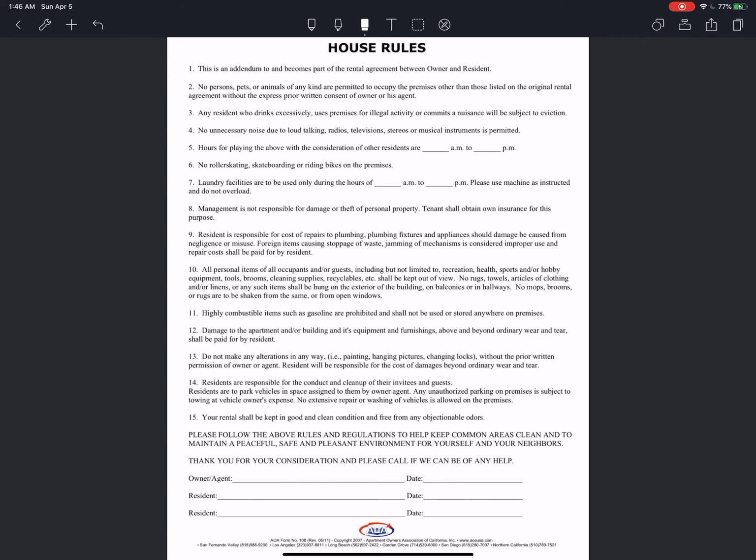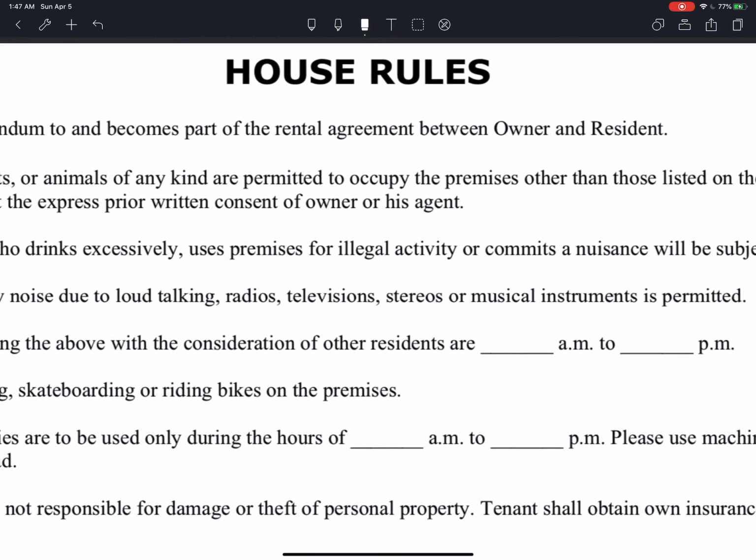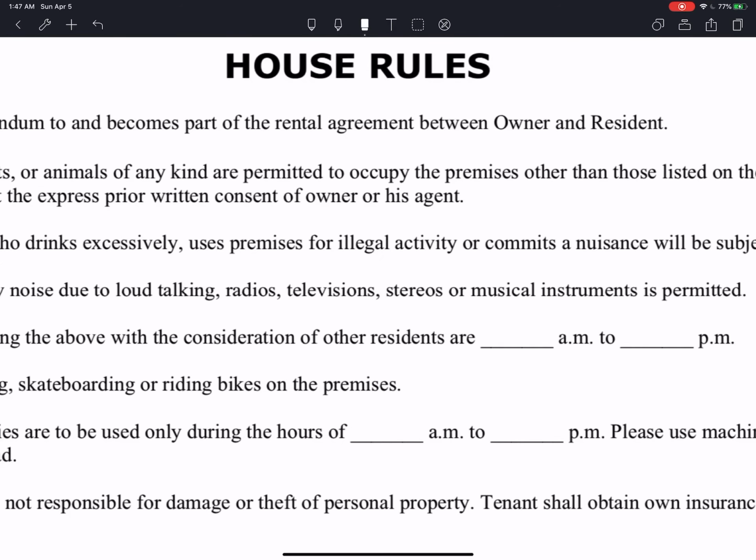And then I have another vital resource, and that is the rental agreement or the lease agreement by the CAR. That's by the California Association of Realtors, and that's a very vital form that we're going to take a look at after this one here. So anyway, this form is the house rules form.